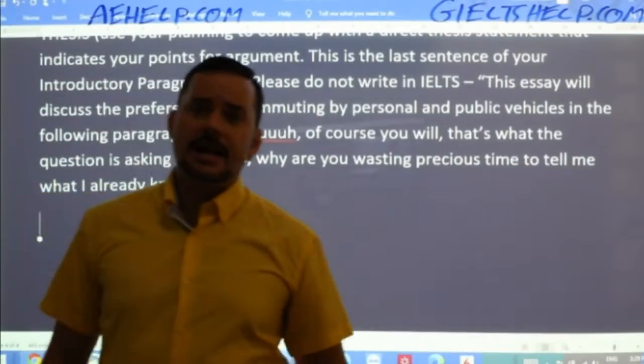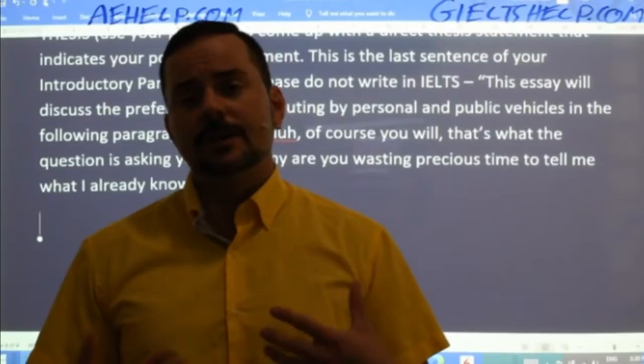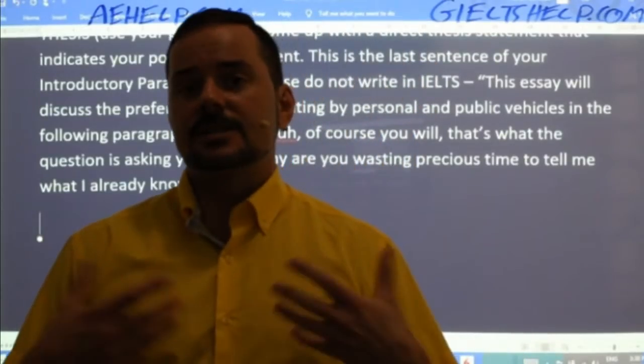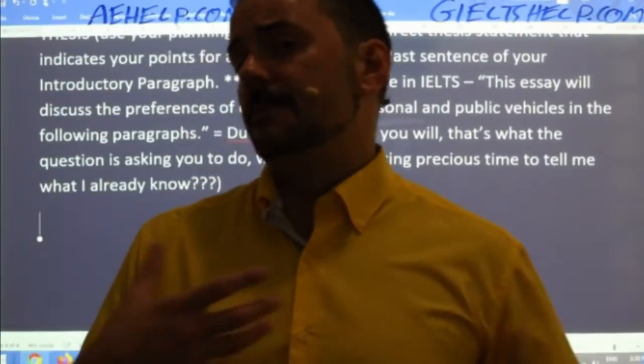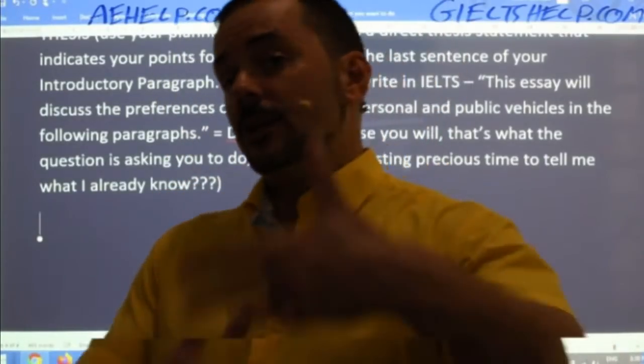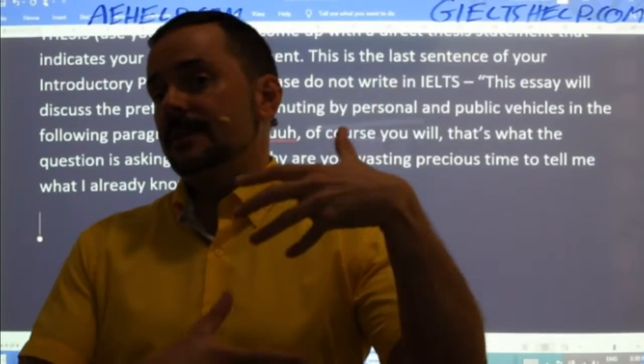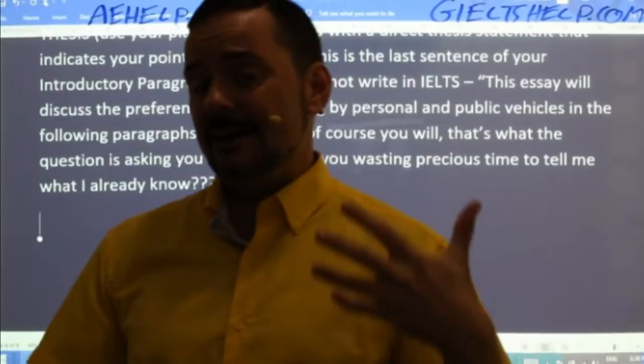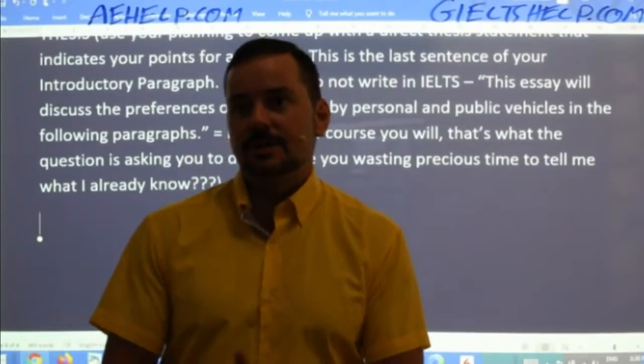And students, the proof is in the pudding. We often have students come to us who learn these very generic types of essay structures, like this essay will explain both sides. They get a band 6.5 or 7. They learn this way, and then they sit the IELTS exam one month later, and they get a band 8.5. We have numerous testimonials of that, okay?